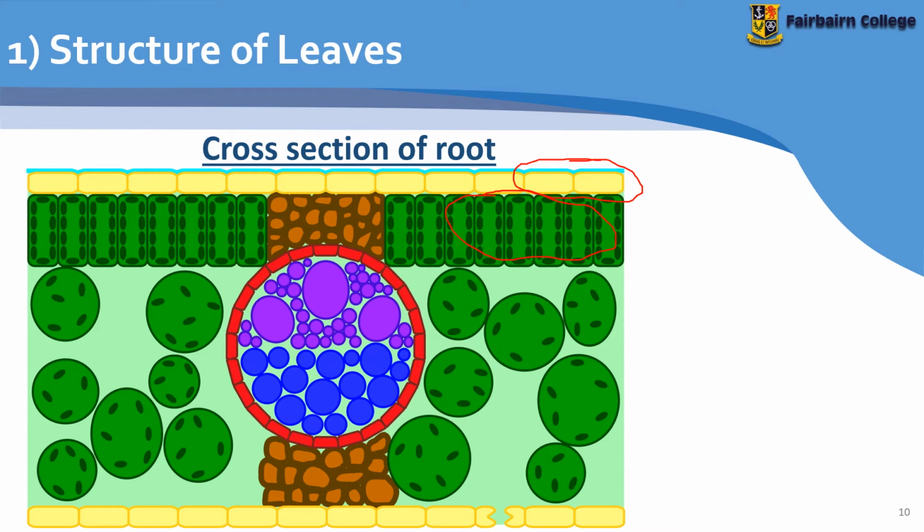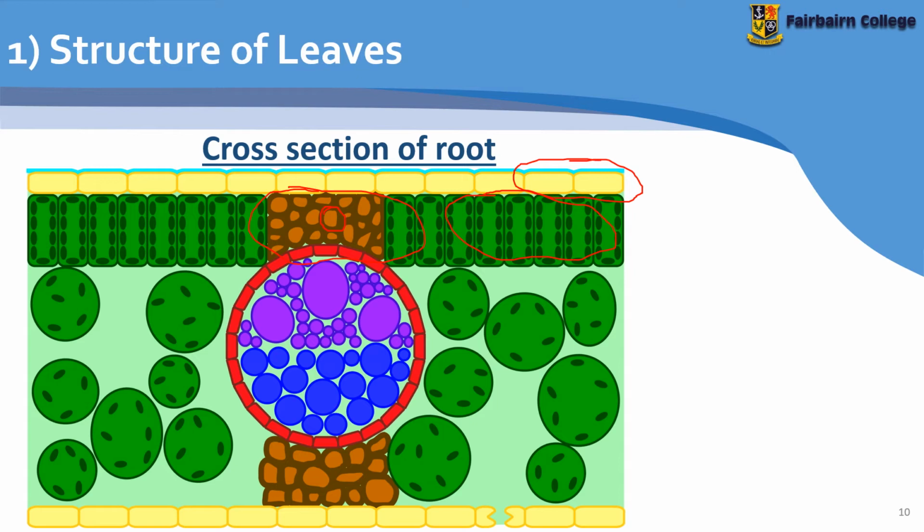Then above the vein, between the vein and the epidermis, we have a layer of collenchyma tissue. As mentioned, this will help to strengthen the plant and protect the vascular bundle, and we can identify the collenchyma by their thick cell walls.